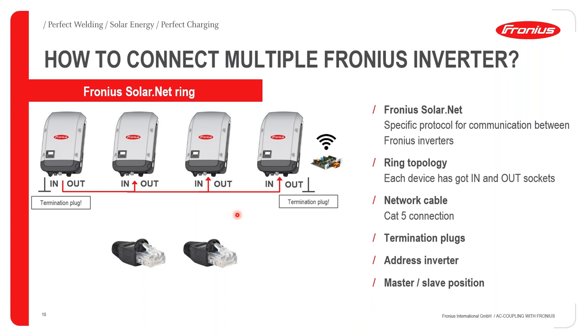And of course, for every SolarNet ring, you require just one master, meaning that if other inverters have data managers, you'll have to use the master slave switch to put the rest of the inverters in the slave position. And of course, ensure that you address each of the inverters. So if this is your first inverter, it is named inverter 01, this is 02, 03, 04, as the case may be.